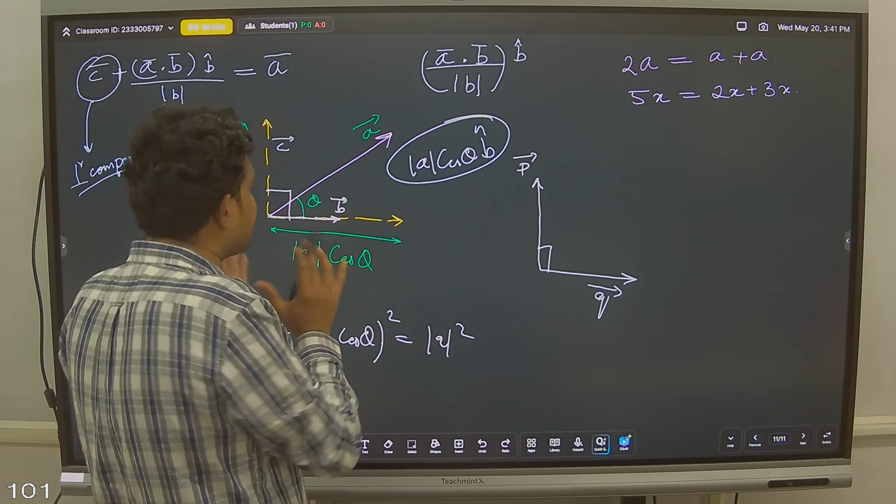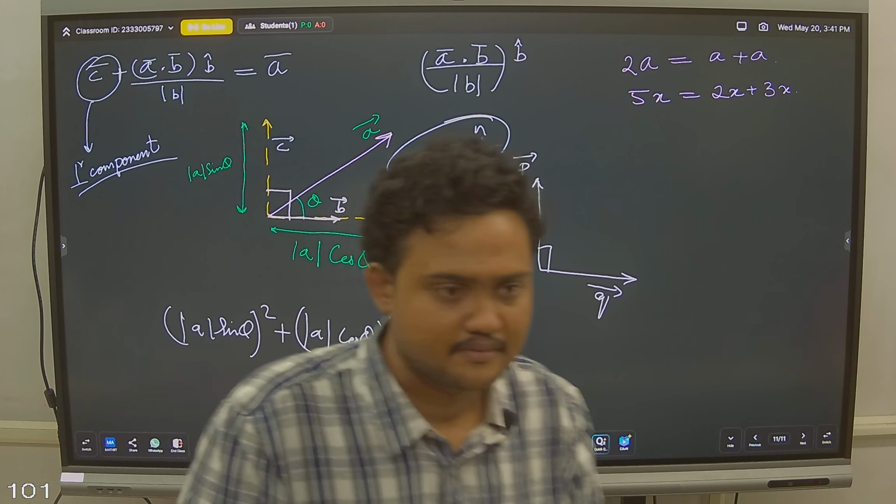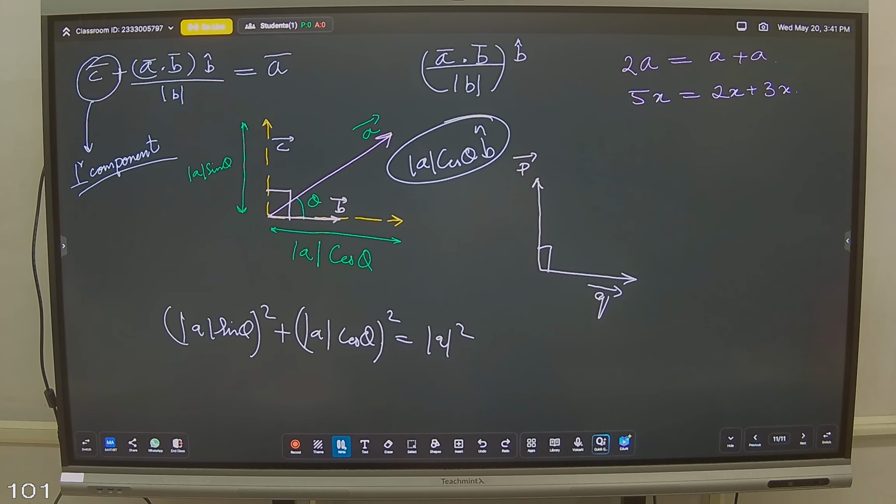Did you understand, first of all, resolution of vectors? Did you understand what rectangular component is? What is rectangular component? We have to find the vector. That's it.